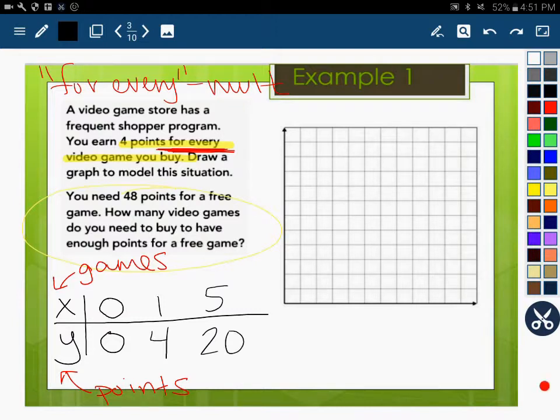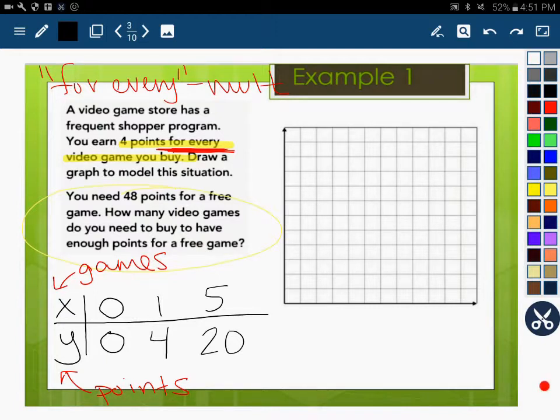So now I've got a few points in my table and I want to go ahead and graph this. Now the grid that I gave you guys doesn't have any values on it. That's because I want you to practice scaling your graph appropriately. So when I look at the points that I've created in my table, 0, 0, 1, 4, and 5, 20, I want to be able to at least reach all those points. I should at least show them in my graph.